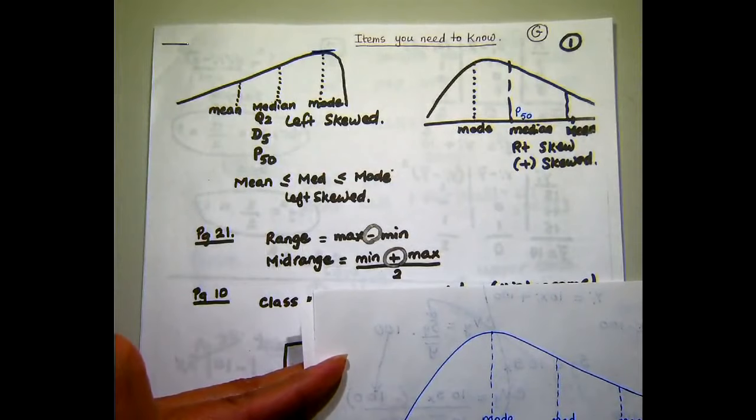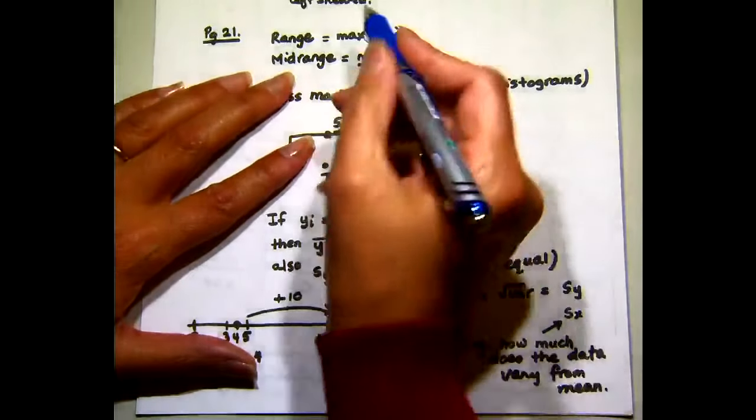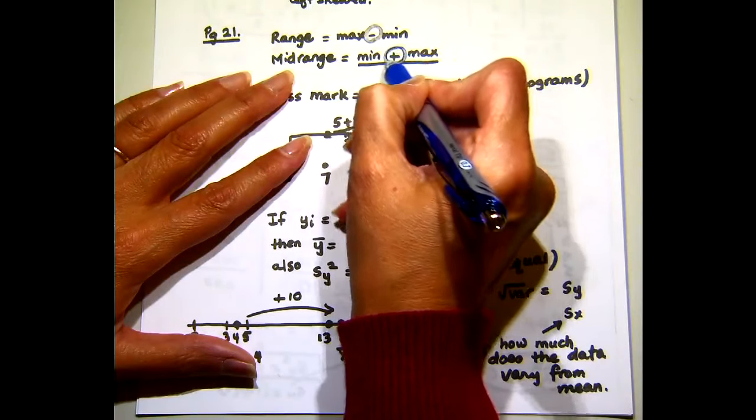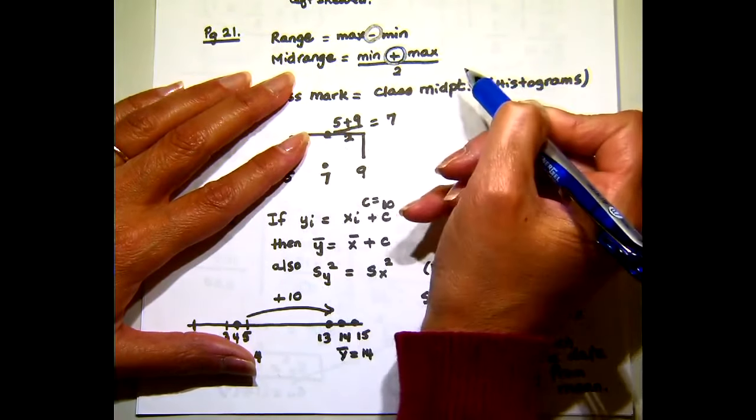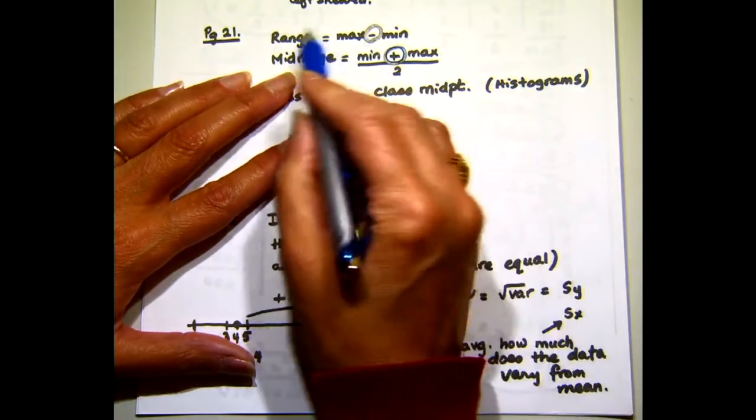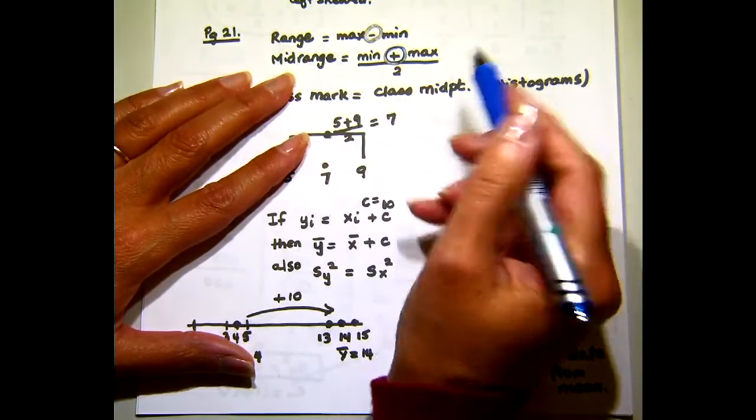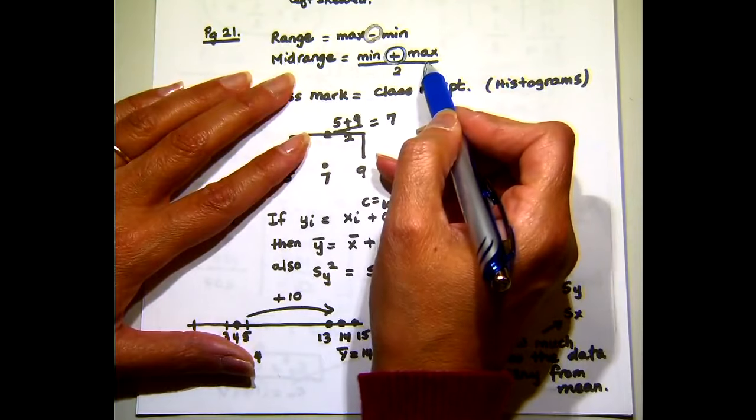No issues there, correct? Next one. Make sure that you understand that the mid-range is the min plus max divided by 2. It's not the range divided by 2. It's the average of the min and the max.